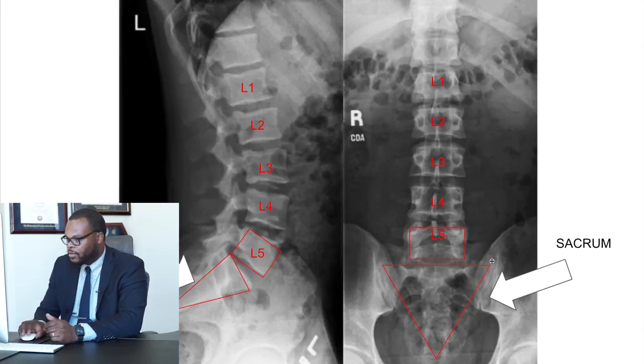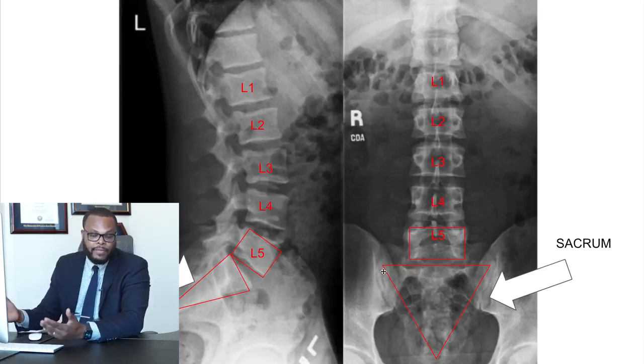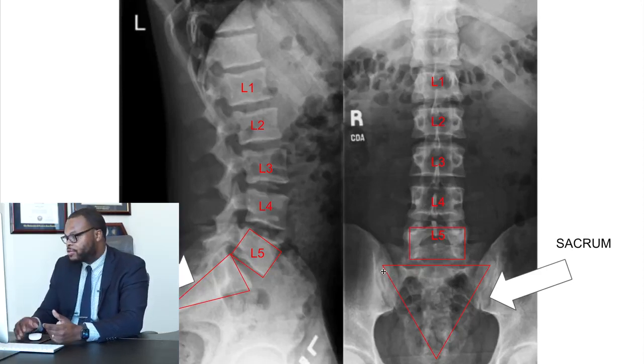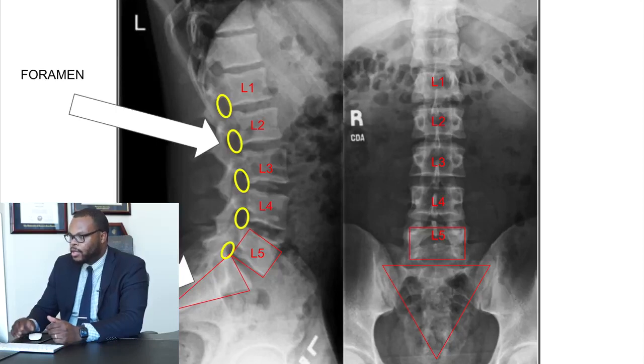On the AP view, you can see it's kind of shaped like a triangle, and sometimes patients can have pathology or some fractures of this area too. Back here is the foramen. This is where the nerve exits the spine at every single level here. You can see it's nice and open, nice and open, nice and open here. But at the bottom area of the spine, this area is a little bit collapsed here.